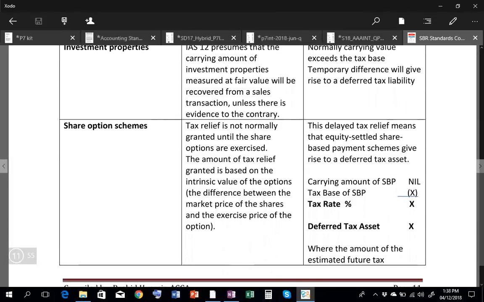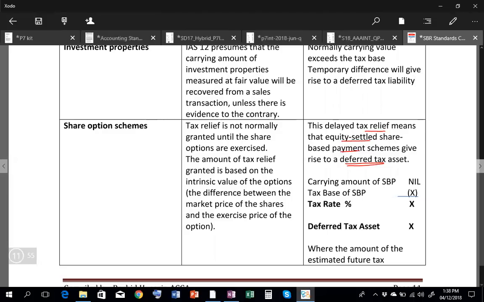Then again, this is something very important, the share option schemes, and I will recommend you to learn it specifically. When you have the share-based payment, when you have these share option schemes, then there is a deferred tax asset on that. This delayed tax relief means the equity-settled share-based payment gives rise to the deferred tax asset.